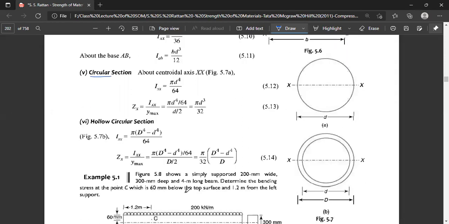The distance of the maximum fiber, that is d by 2, is to be divided by the moment of inertia about the neutral axis. So this will take this particular form.